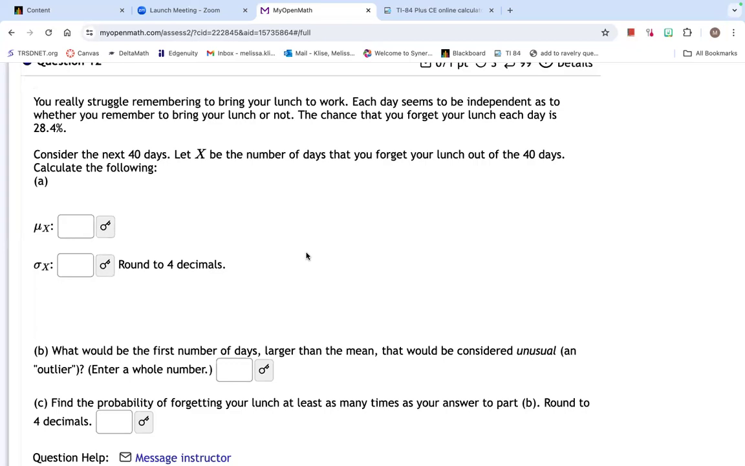What would be the first number of days larger than the mean that would be considered unusual? Okay. An unusual value is anything that occurs less than 5% of the time, right? Anything that occurs less than 5% of the time is considered unusual. So I'm going to open up my mean and my standard deviation right here, or anything more than 2 standard deviations away from the mean. I'm going to write them down, and I'm going to jump back.